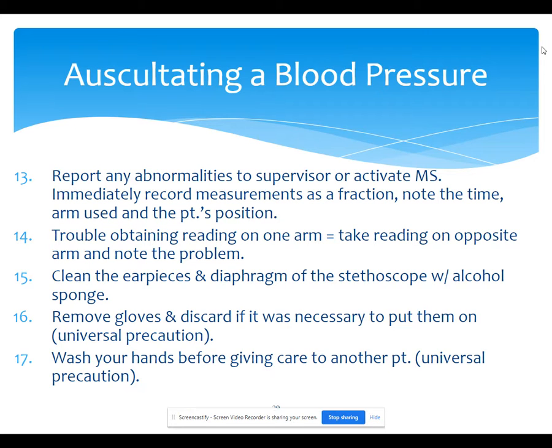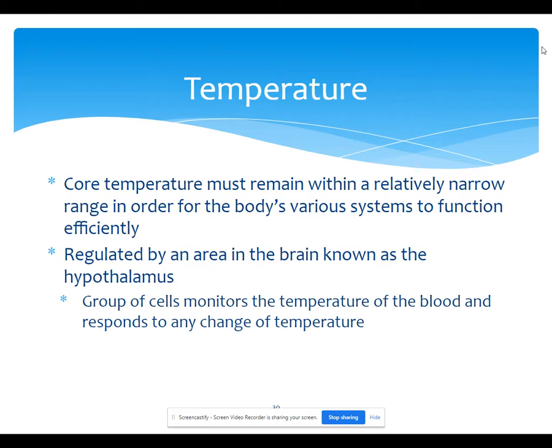You want to report any abnormalities, note the time, note the position. If you have trouble, switch arms on the patient and see if that helps. Clean your earpieces. Make sure your stethoscope is turned on. Most stethoscopes, if you turn the bottom part one way or the other, it'll be louder or softer. So that's why you always see doctors tap their stethoscope first, to see if they can hear it. Then remove your gloves, clean up, wash your hands.